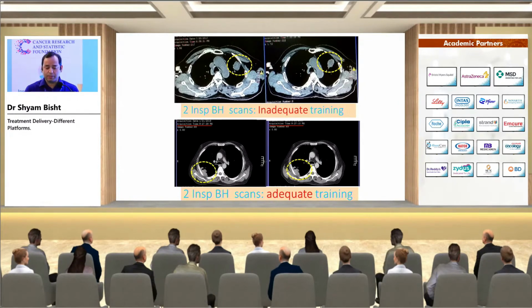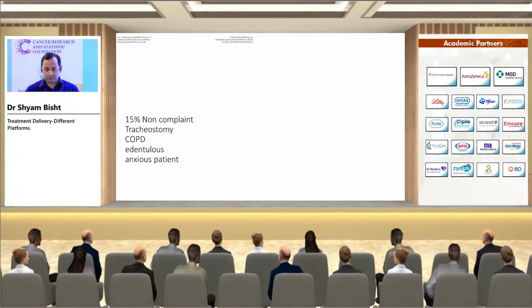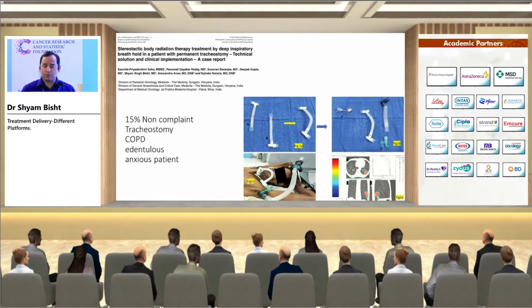As you can see in the lower panel, the 2 images are matching perfectly, even the cavities. This is because of good training. But 15% of the patients are non-compliant for the ABC. A tracheostomy patient was considered an issue, where it cannot be done. COPD patients, edentulous patients, anxious patients cannot all do the ABC. But we have reported a case where we did ABC in a tracheostomy patient, and subsequently we have done 2 or 3 more cases with this ABC.